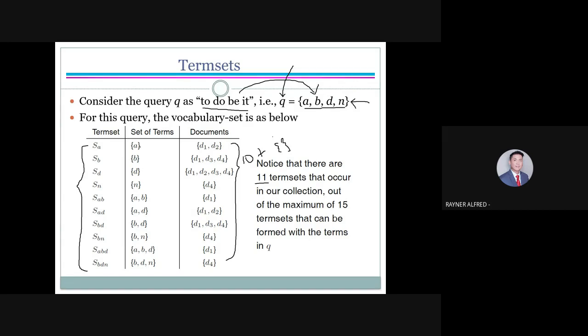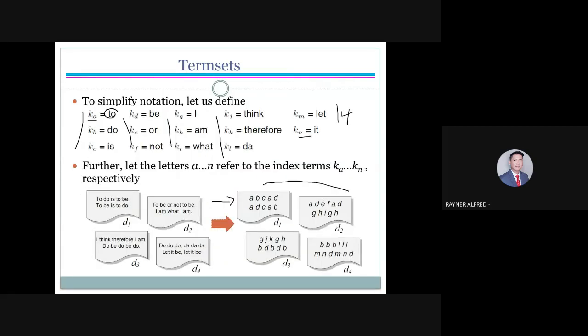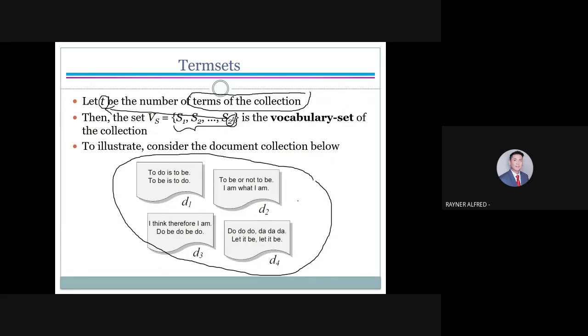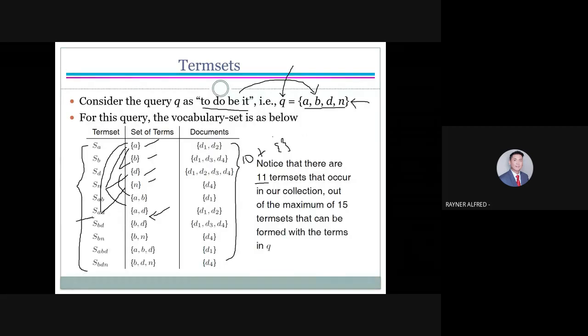Basically we start with a single term A, B, D, N. And then we combine. We combine A, B first, then we get this. And then we combine A, D, we get this. And then we combine A and N. But we did not list A and N here because in our documents, we do not have any document that corresponds to A and N. So that's why we cannot find any AN.